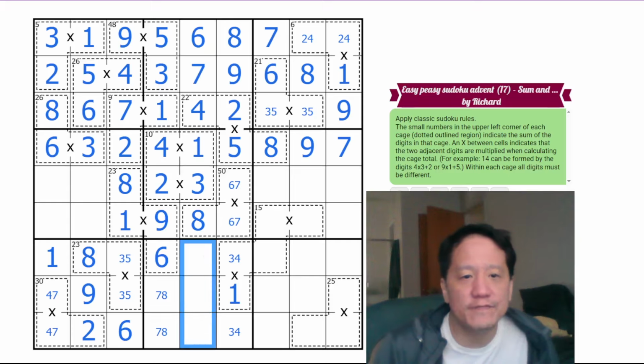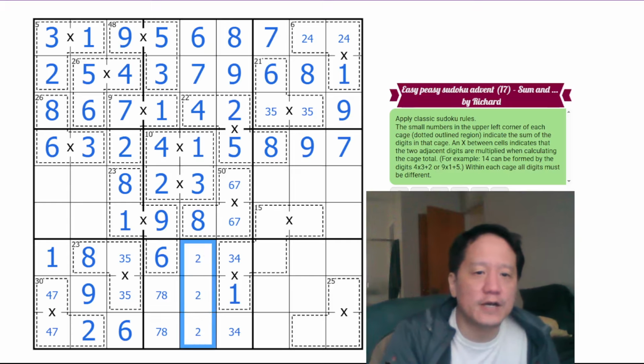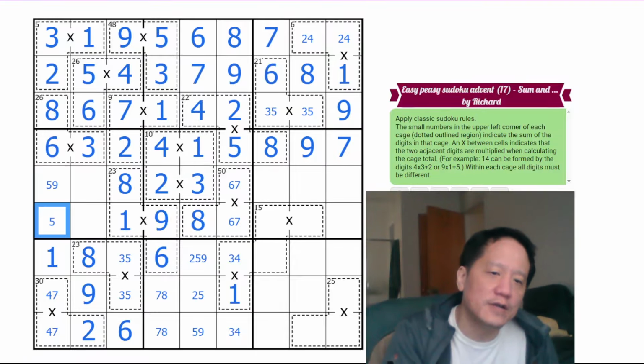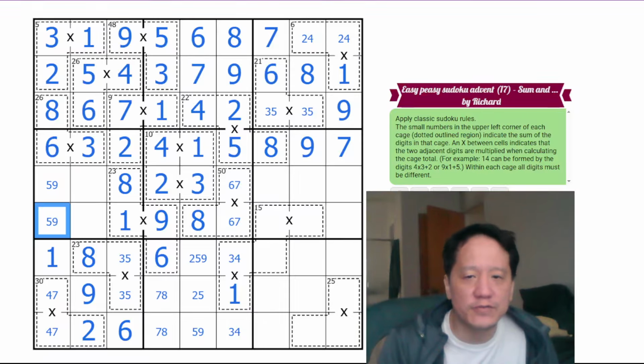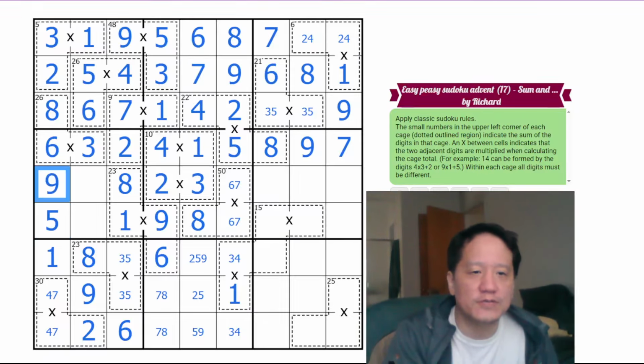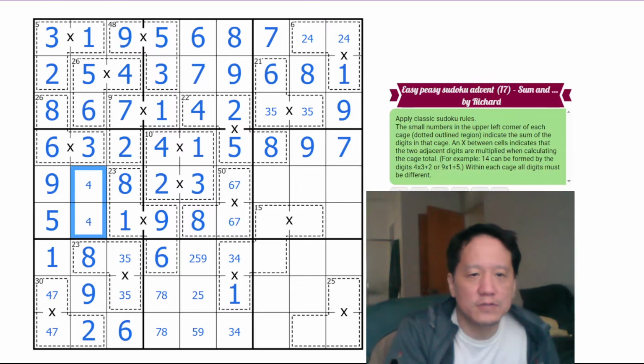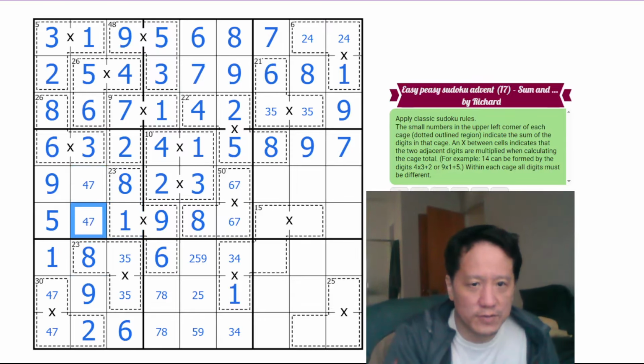Remaining digits in column 5 are 2, 5, and 9. This can't be 9, this can't be 2 because of 9s and 2s in the rows. Remaining digits in column 1 are 5 and 9. This can't be 9 because of 9 in the row, so this is 5, this is 9. Remaining digits in column 2 are 4 and 7. So either of these could be 4 or 7. Okay.